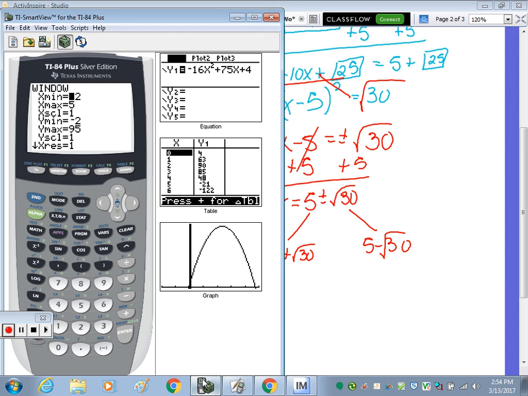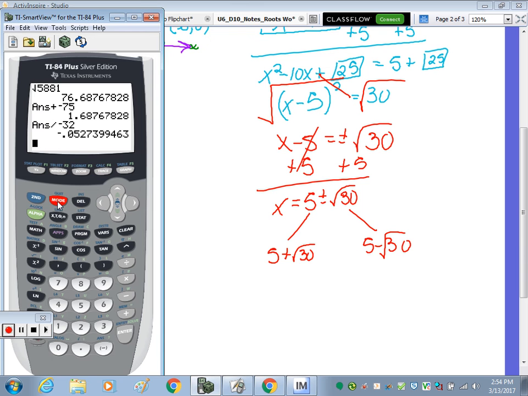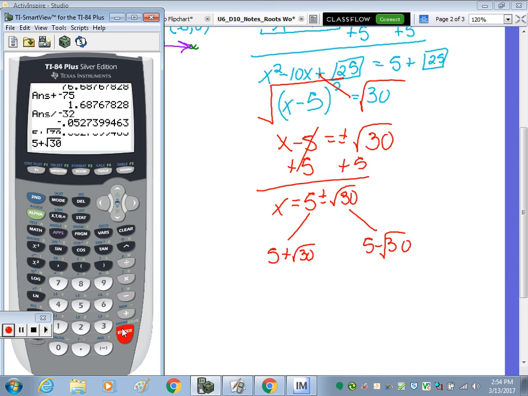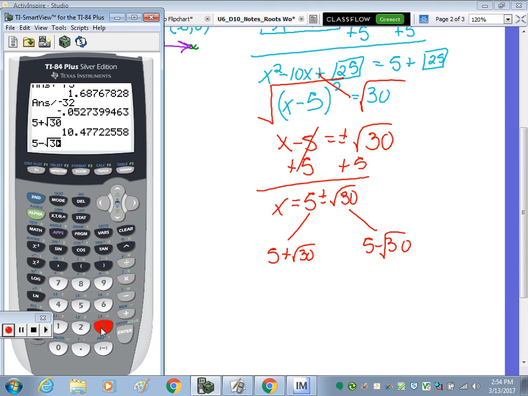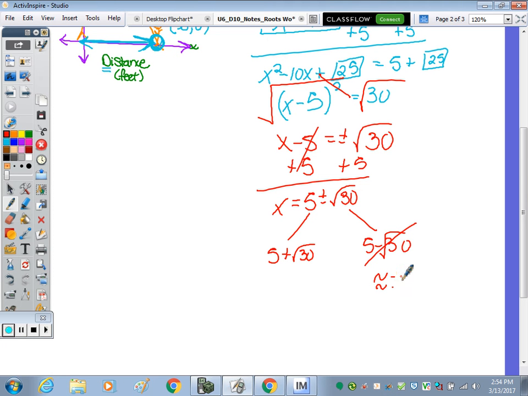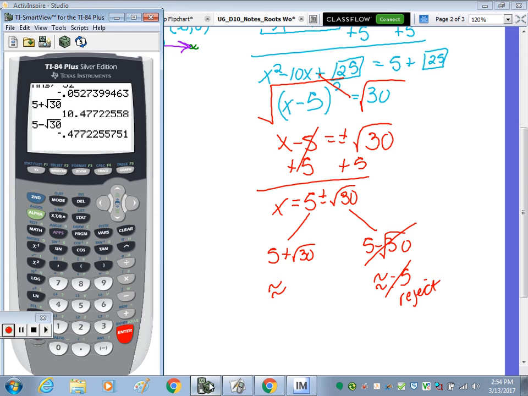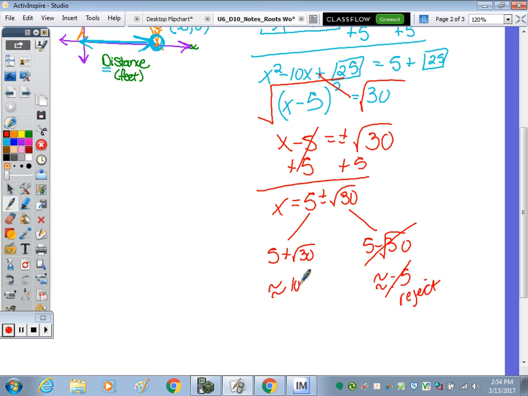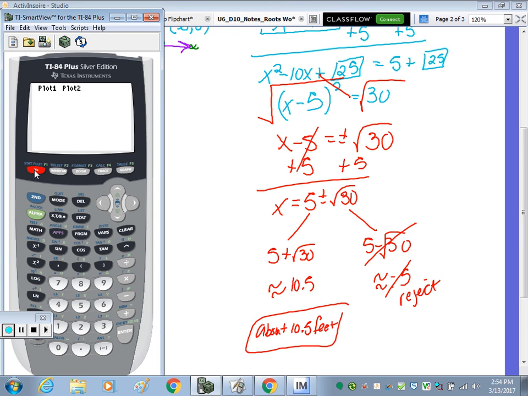So 5 plus radical 30, and 5 minus radical 30. This time we're going to round to the nearest tenth, I believe it says. Which one do we reject? Yep. So 5 minus is about negative 0.5, which we're going to reject. And this one was approximately what? Going back to the calculator, 10.5. So to answer the question, how far? It's about 10.5. What's our unit of measurement? Feet.